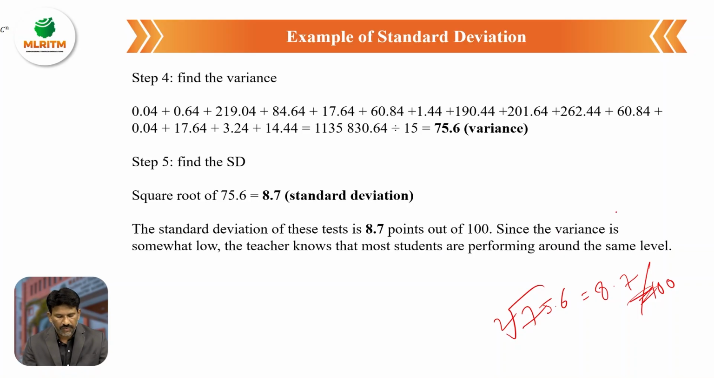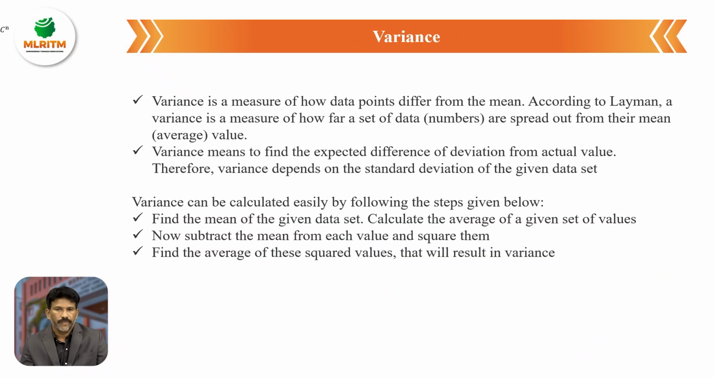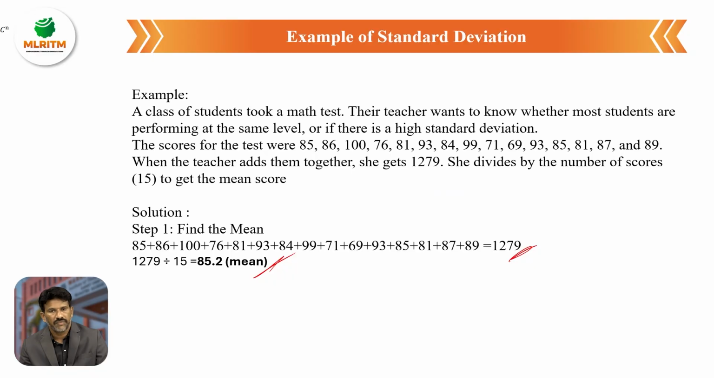Since the variance is somewhat low, the teacher knows that most of the students are performing around the same level. So each and every student performs at about the same level, and so finally we conclude the standard deviation. In this concept, measures of dispersion, we are following these four. One is the range, another is the IQR, interquartile range, the third is the variance, and the fourth is the standard deviation. This is a very important concept for measures of central tendency and dispersion. Thank you.